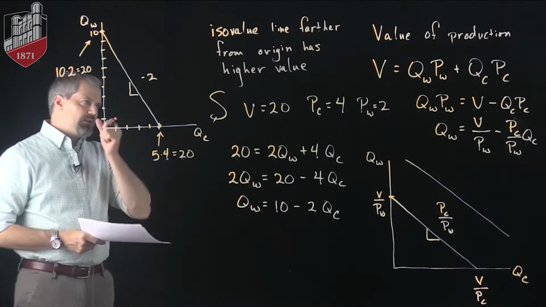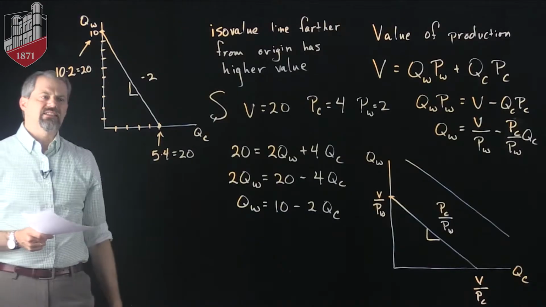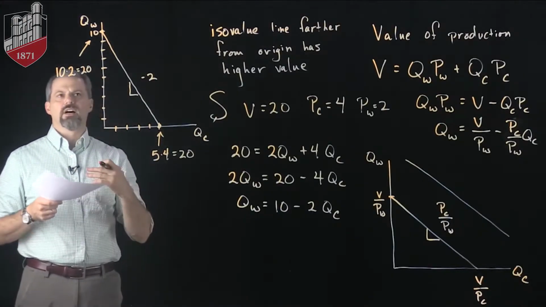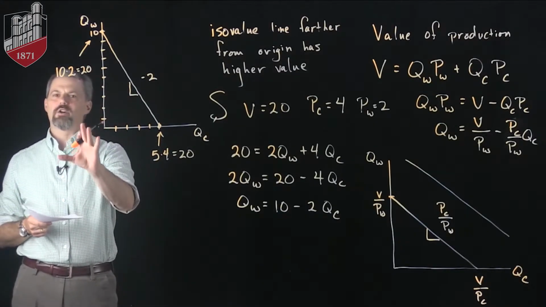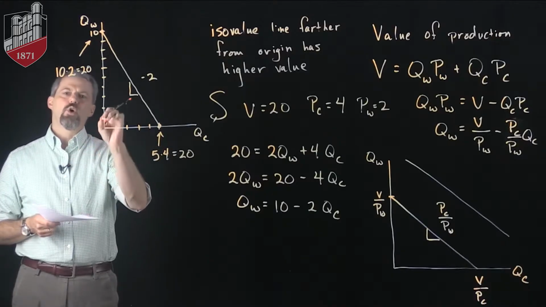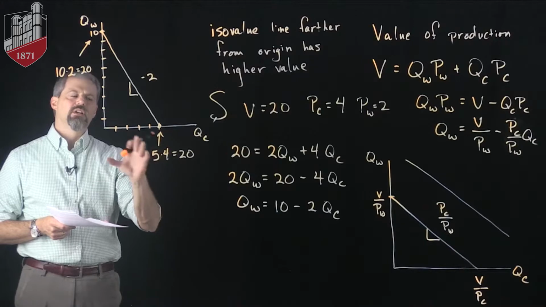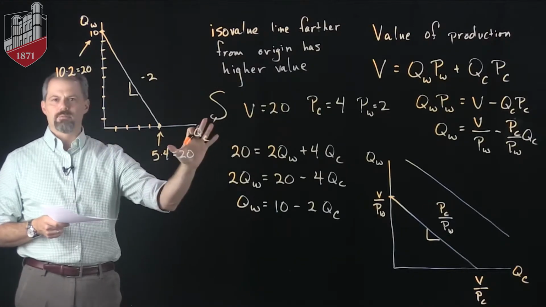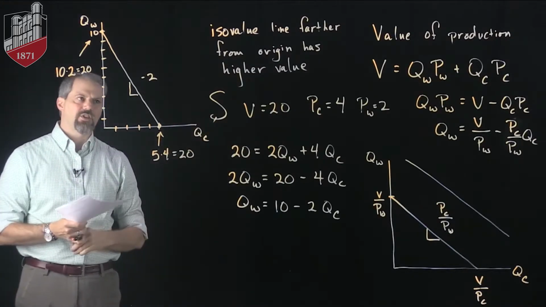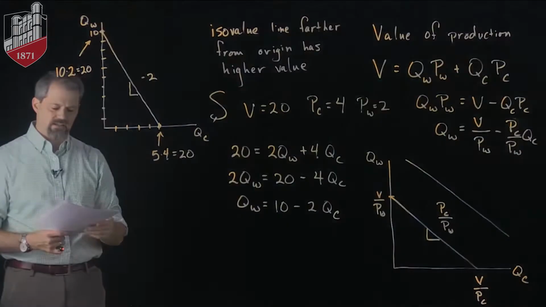Now, what we want to do is take this concept of an ISO value line and figure out how that helps us determine which production point the country is going to choose. In order to do that, I need to clear the board here and start with another picture. So let me do that.